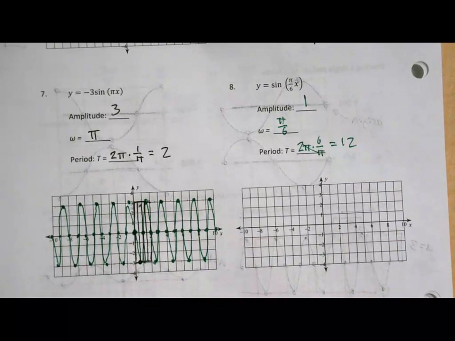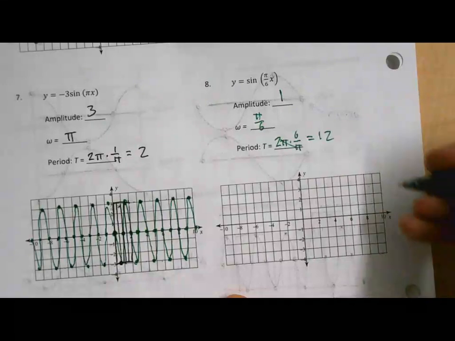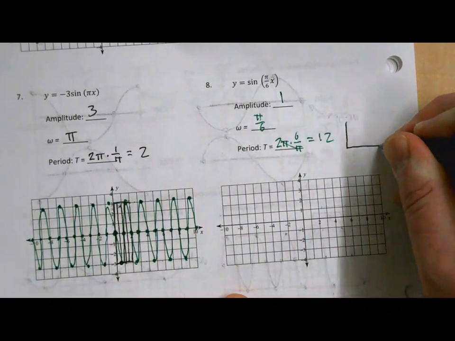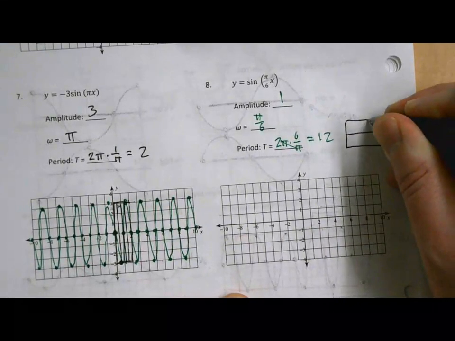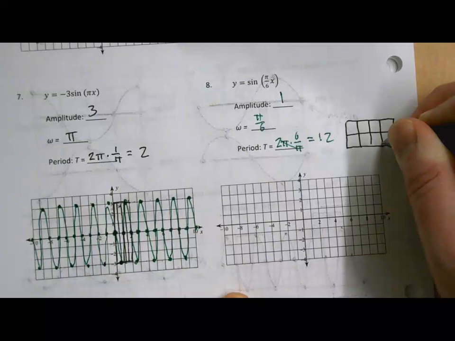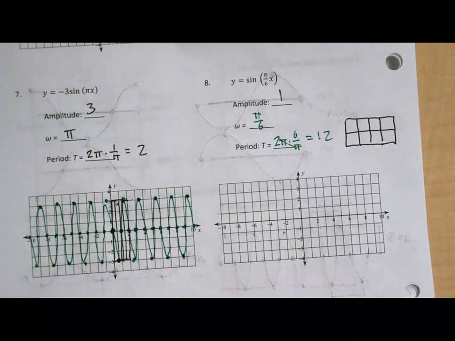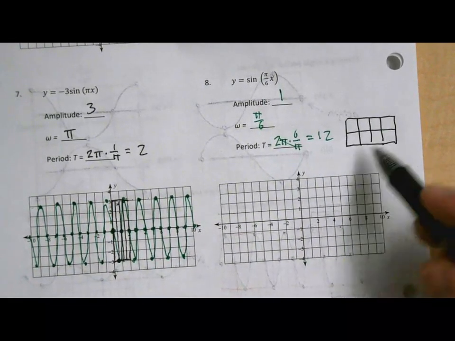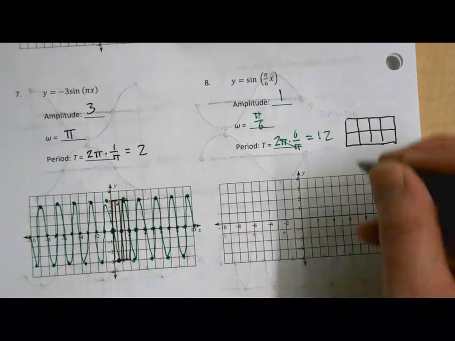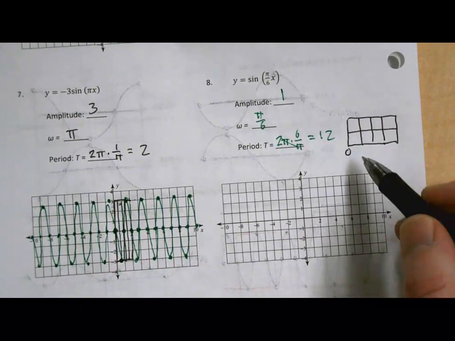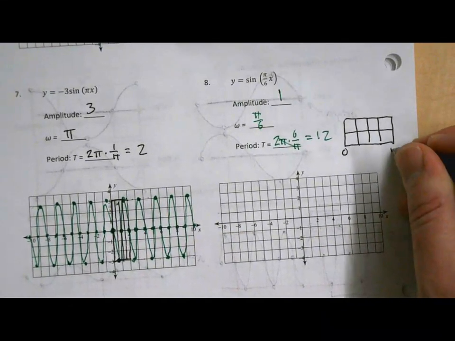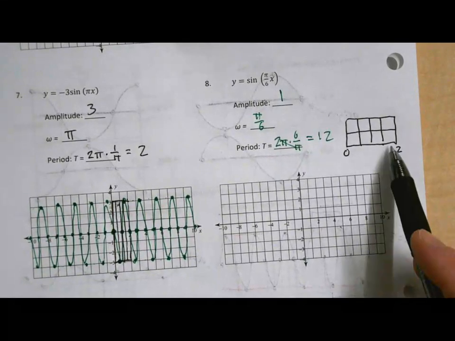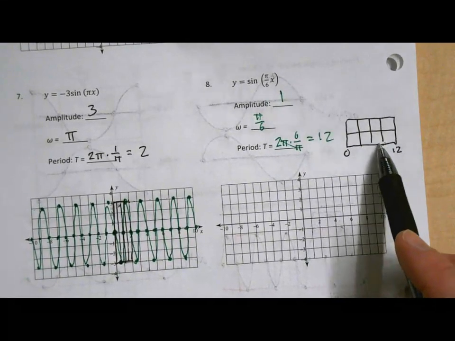So here's what I'm going to do. When I get something that's too wide to fit on the graph, I'll usually draw myself a little sketch off to the side. This is my engineering brain working here. I'm going to draw myself a little model of what this thing's going to look like. I know it's going to start here at 0 on the left edge, and I know it's going to go to 12 over here. So I'm just going to figure out where these divisions are going to be.